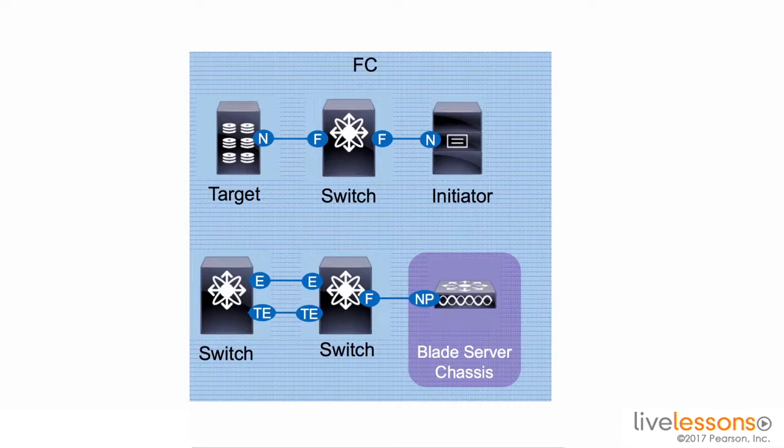If I connect two switches together, I normally use an E port type or an expansion port type. And if I'm going to trunk over that expansion port, then I would use a TE port type. These port types are very important to remember as you're configuring your storage area network, as well as they may be included on the exam. So please spend some time getting to know them.